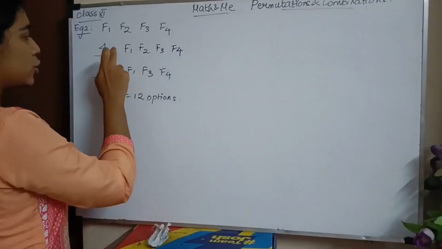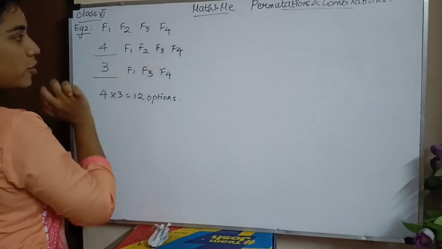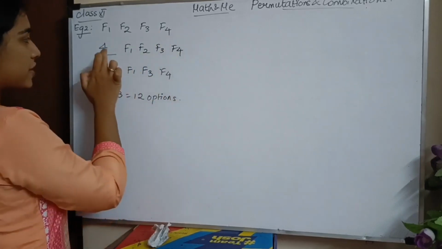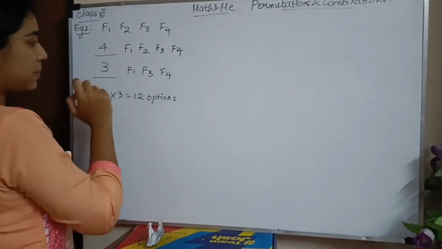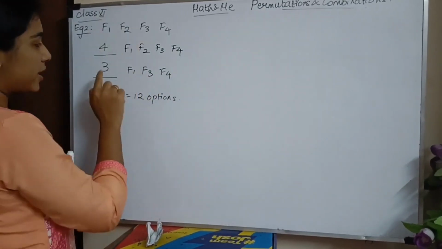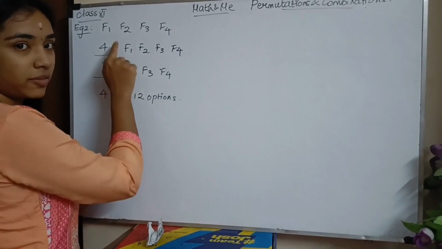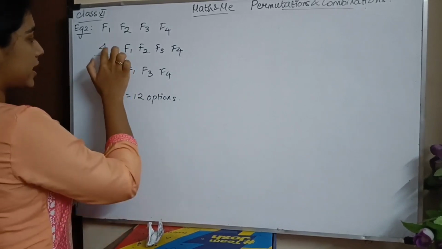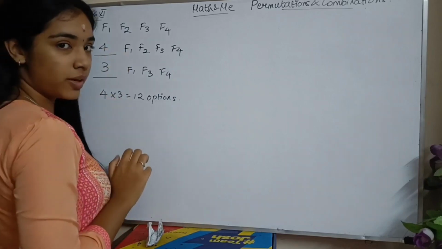So on the signal there are 2 different flags. Out of the 4 flags, I have 4 options. I can pick one of the 4 options. So first place 4 options. For the second place, 1 flag is already gone. So I have only the remaining flags left if 1 flag is gone. So I have 3 options. So what is in total? I can have 4 times 3, 12 options.